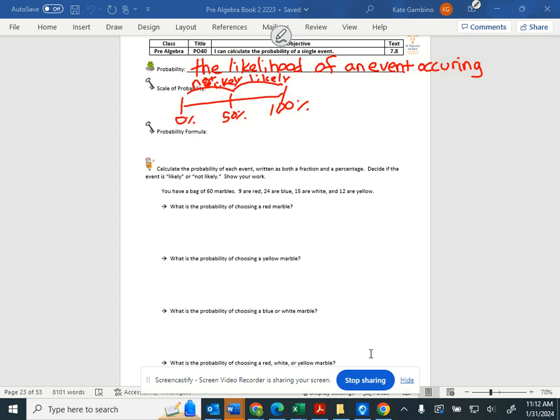So if it's under 50%, it's not likely to happen. If it's over 50%, it is likely to happen. We talked about that yesterday.